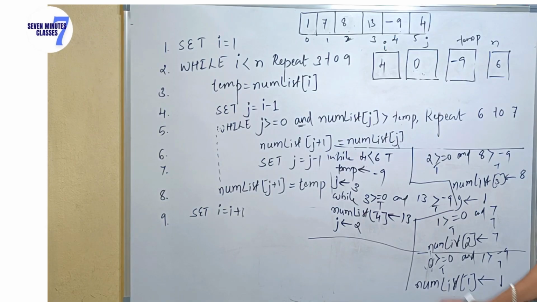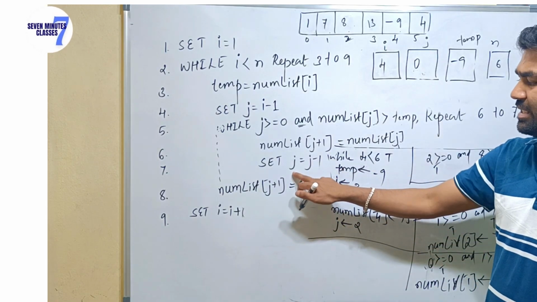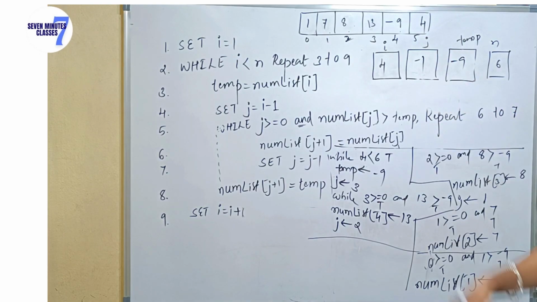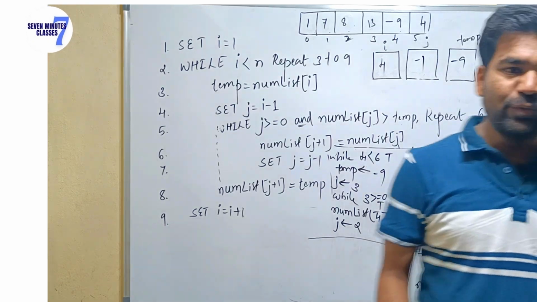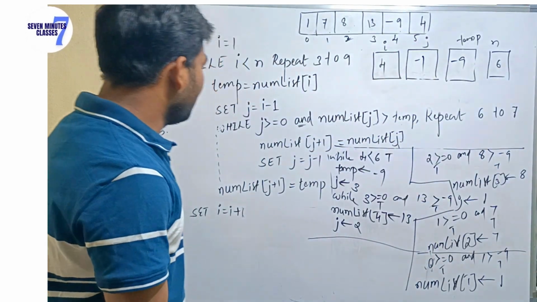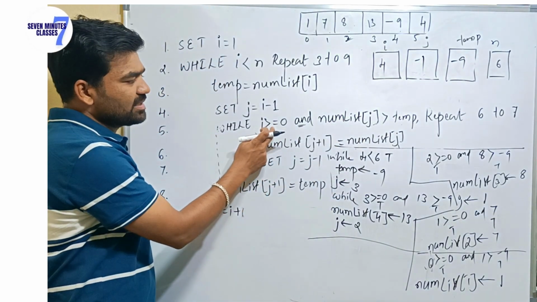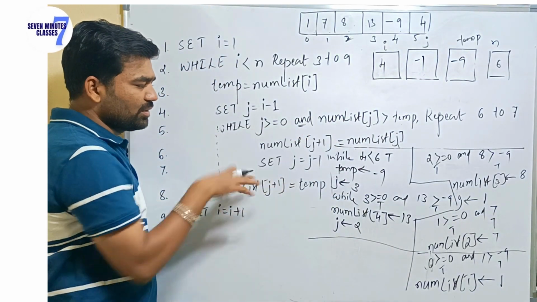The loop is not yet false. Again I have to change the value of j. j equal to j minus 1. j was 0, 0 minus 1 is minus 1. Okay. Then again I have to go for the loop. So what is there now? Look at this. j equal to minus 1. Minus 1 is greater than or equal to 0. False. Out of the loop.